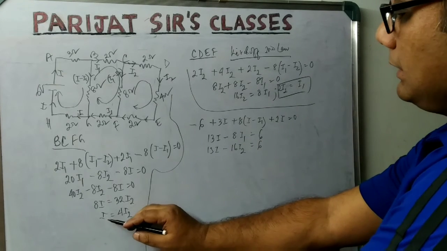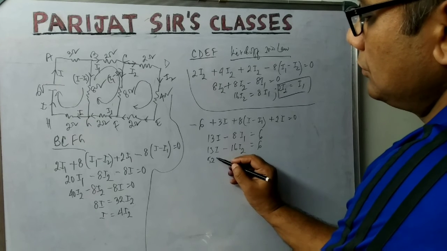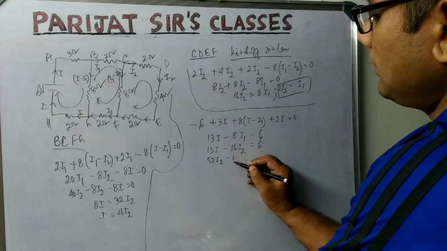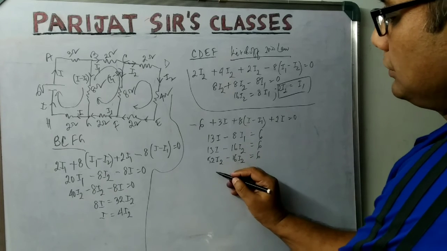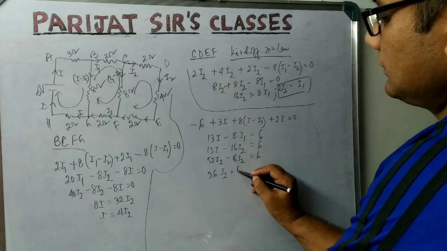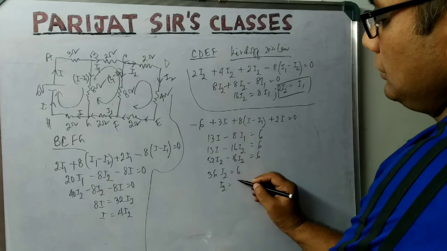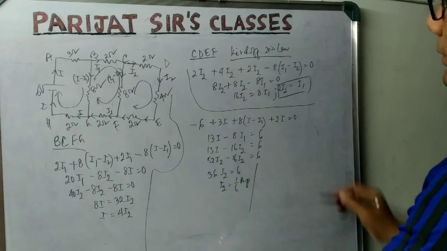Here I means 4I2. So 13 fours are 52I2 minus 16I2 equal to 6. So 52 minus 16, 36I2 is coming 6. So I2 is coming 1 by 6 ampere. So I2 is 1 by 6 ampere.